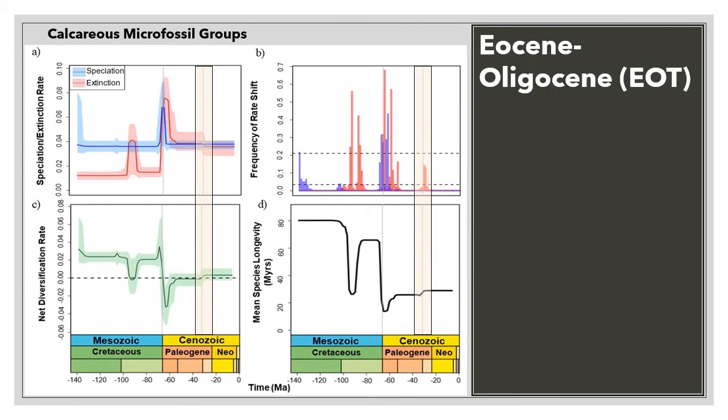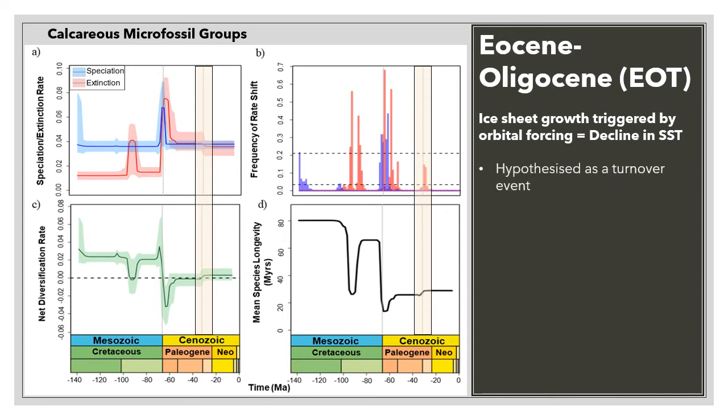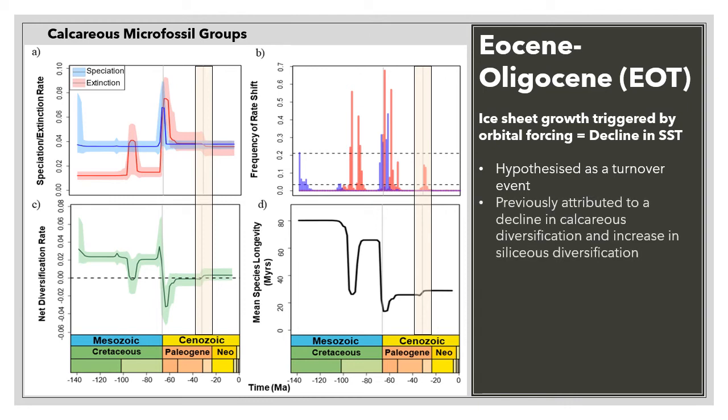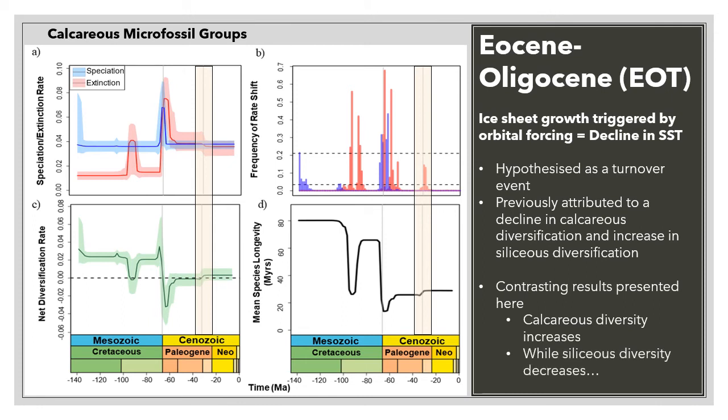At the Eocene-Oligocene transition, continental ice sheet growth and a global oxygen isotope shift was triggered by orbital forcing, influencing a sea surface temperature drop of 3 to 5 degrees Celsius. Hypothesised as a turnover event in all fossil groups, it was expected that EOT diversity would reflect a move to cold water taxa. Many studies attribute the event to a period of extinction in calcareous groups, whereas siliceous groups have a large turnover and show significant increases in speciation rates. Yet the results here present a very different trend.